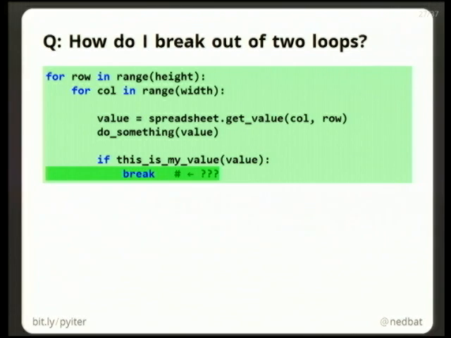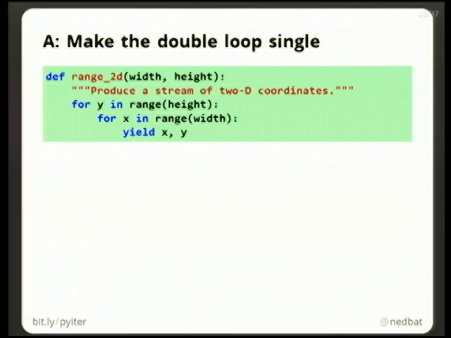There's no way to break out of two nested loops in Python, right? And the typical answers are, well, you put the inner loop into a function so you can return, or you use a try except block. Those are all the wrong answers. The answer is that you make it a single loop.